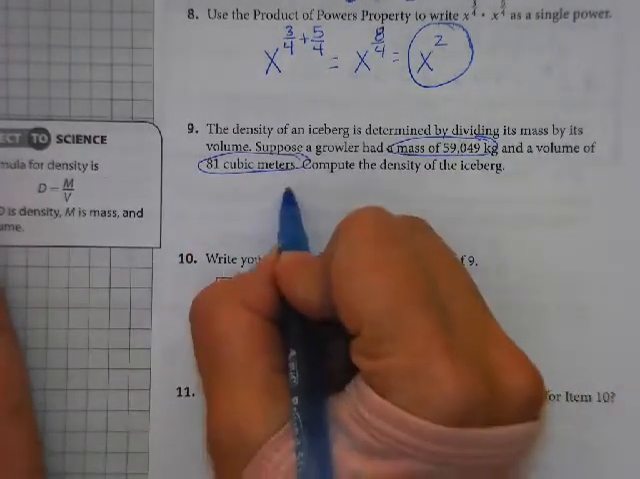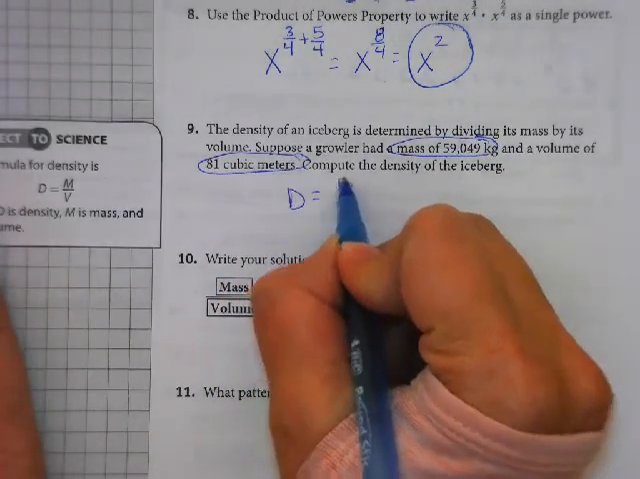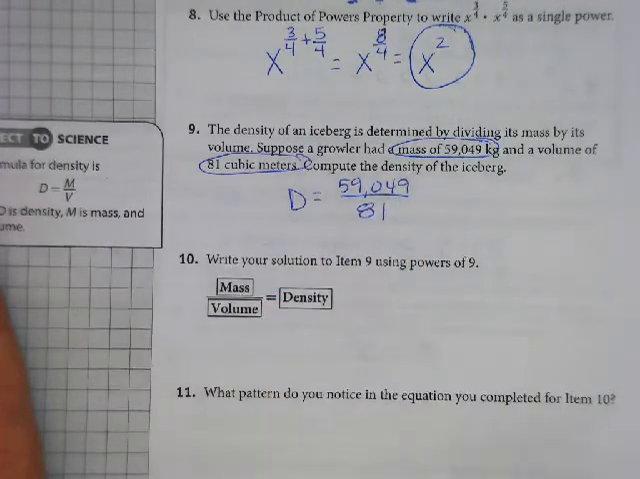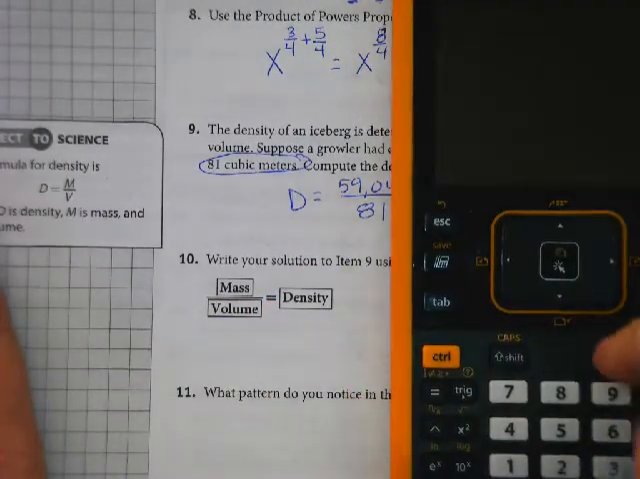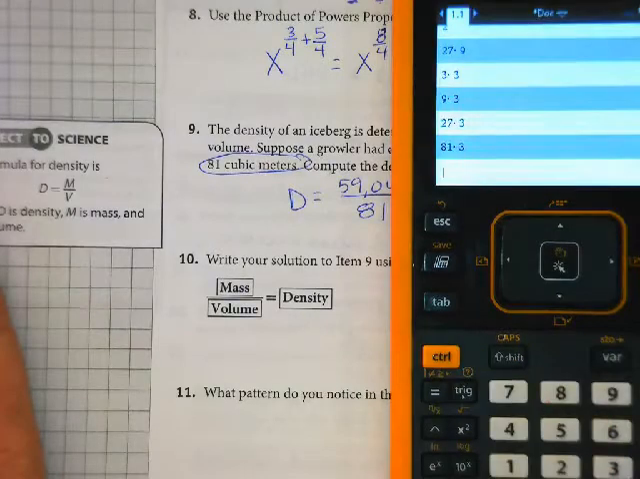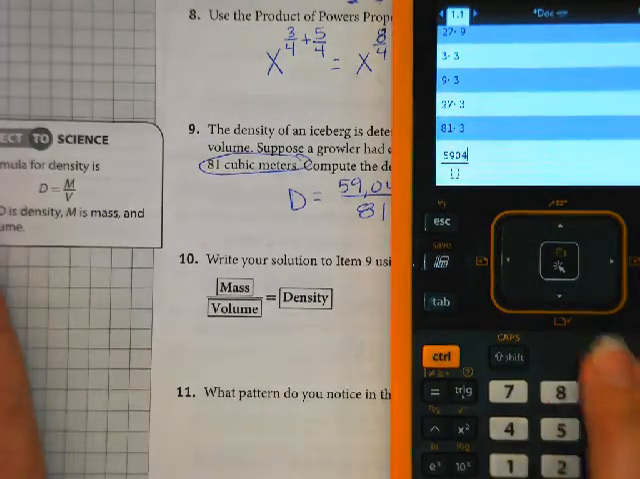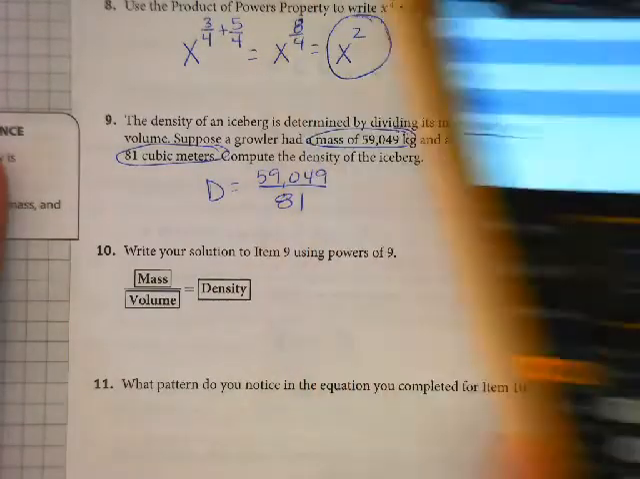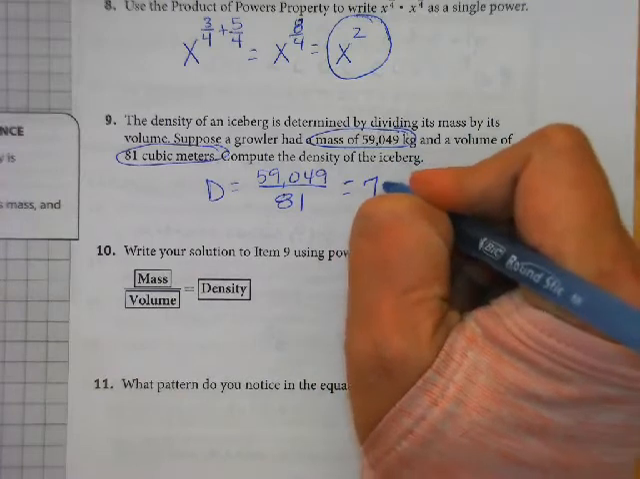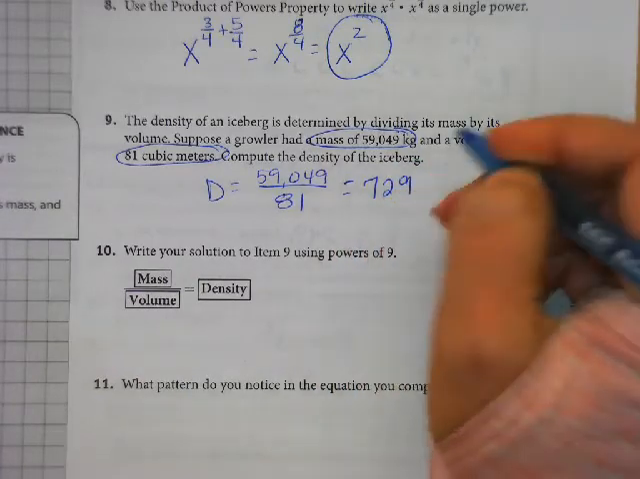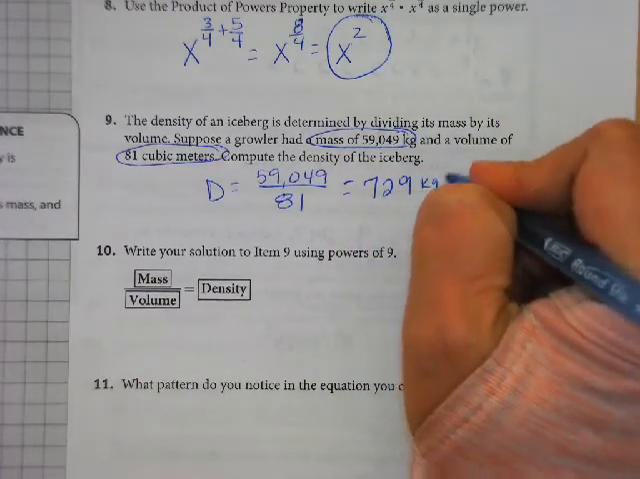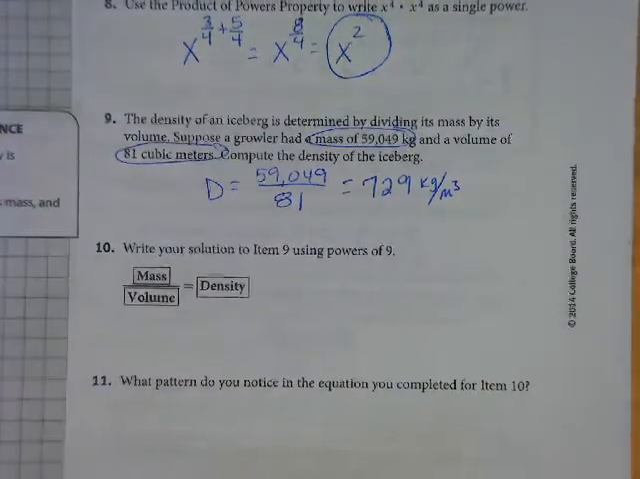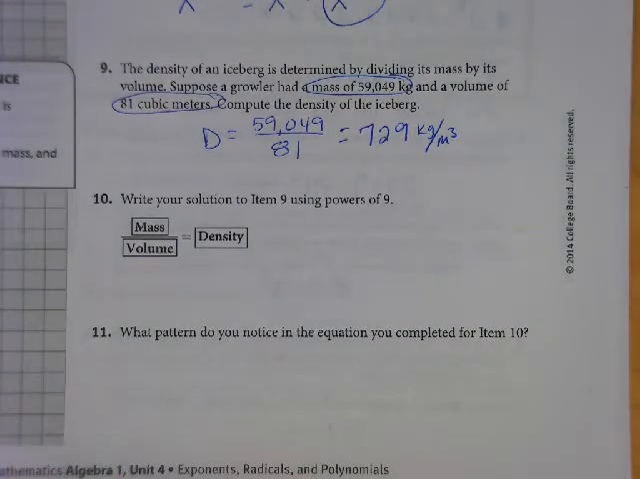If we want to know the density, we would just do mass 59,049 over volume 81, and we can use our calculator because that's a big number. 59,049 divided by 81. We get 729. And when we write our density, it is kilograms per cubic meter. So now they want us to take these numbers and write them in powers of 9.